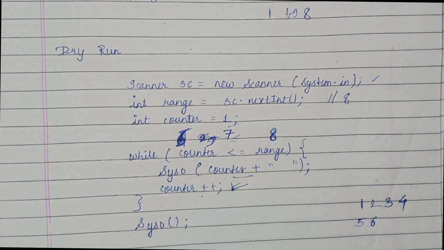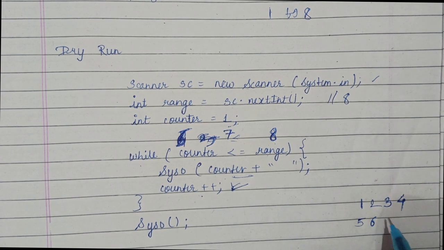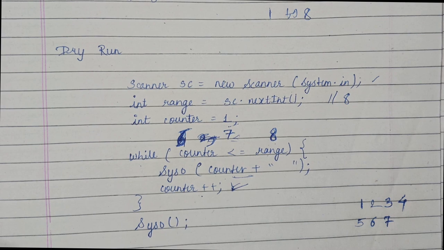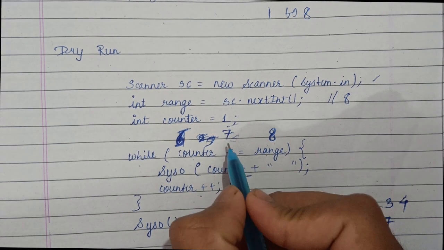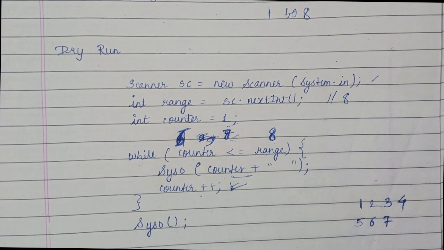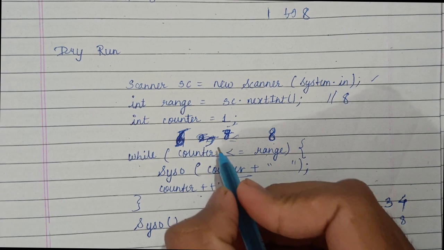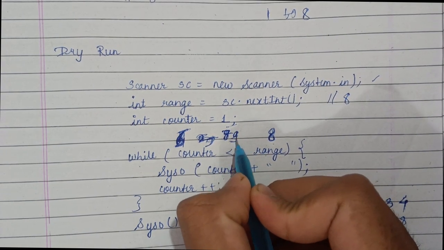Is 7 less than or equal to 8? The condition will again be true. It will again print 7 and update the counter by 1. Now the counter has become 8. Is the counter less than or equal to 8? It is not less than, but it is equal to 8. So the condition is true here. Then it will enter the loop and print 8. Update the counter by 1. Now the counter has become 9.